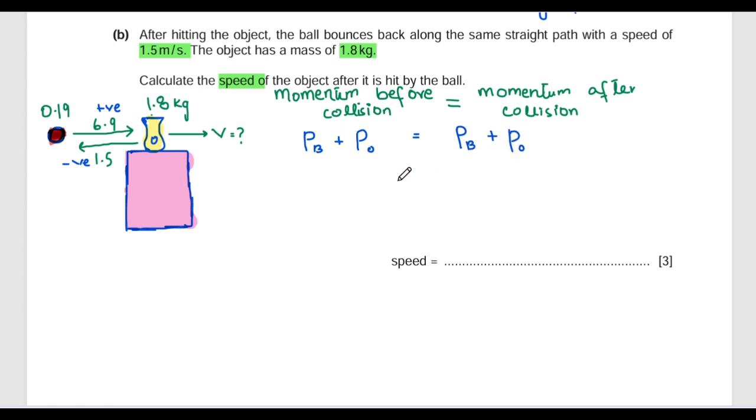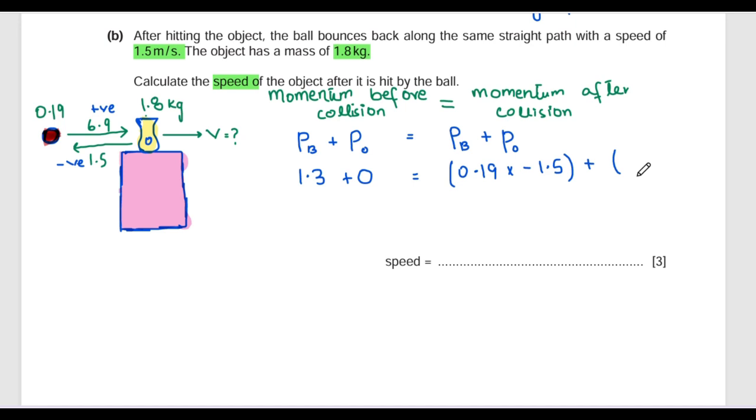We know that momentum of ball before collision was 1.3. We have just calculated it in part A. Momentum of the object is 0 because it was at rest. After collision, the ball has the momentum mass times its velocity. So mass is 0.19 and velocity is negative 1.5. Why? Because it is traveling in the opposite direction to which it was earlier.